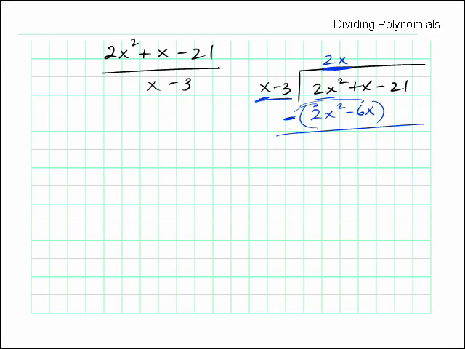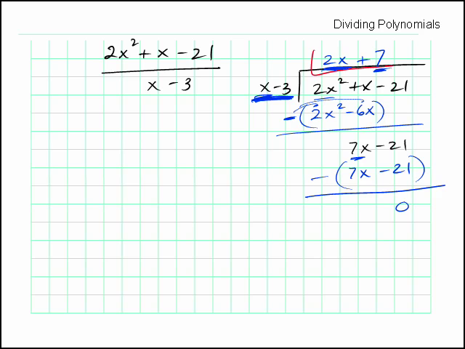x plus 6x is 7x. Now you're ready to bring down the next term, minus 21. And now we repeat the process. What do we have to multiply this x by to turn it into 7x? We need to multiply it by a positive 7. Now we multiply. 7 times this x minus 3 is 7x minus 21. Draw a line and subtract. And here this remainder is 0 again. And so my answer is 2x plus 7.